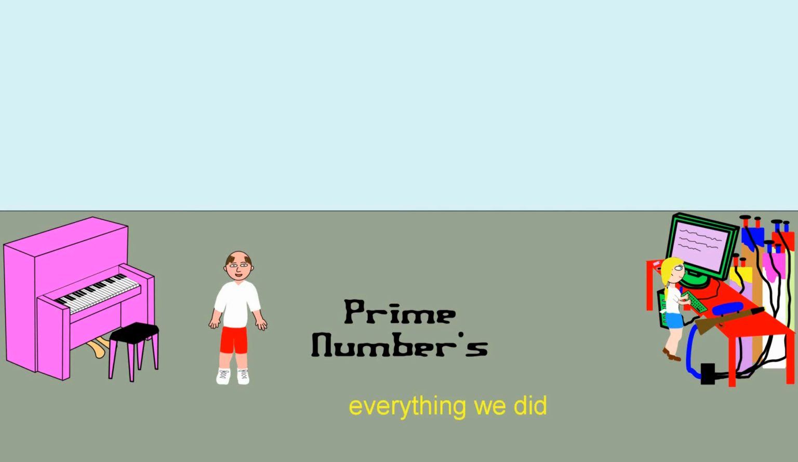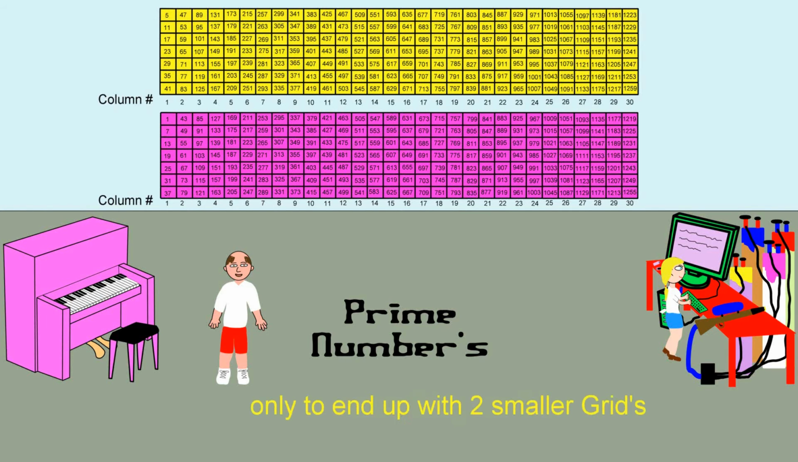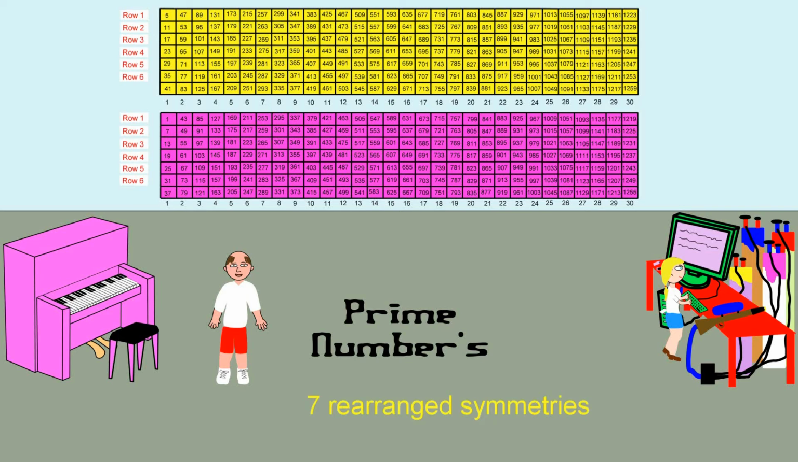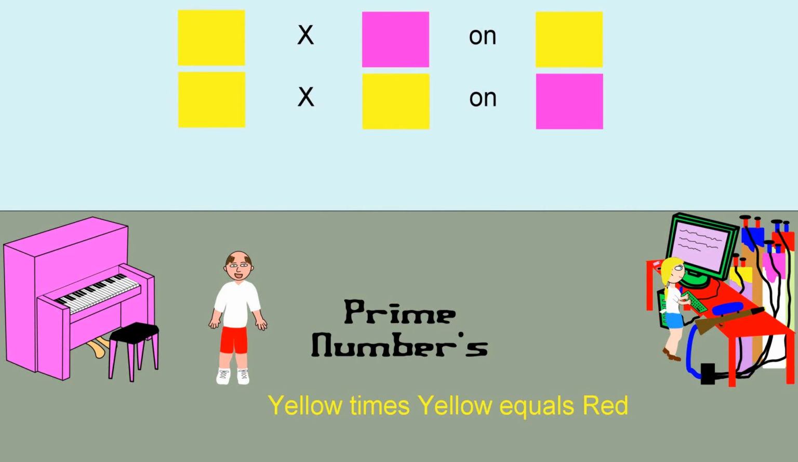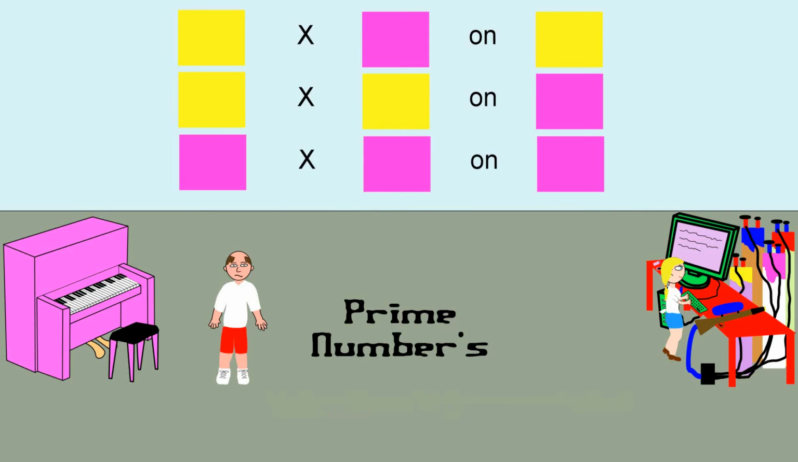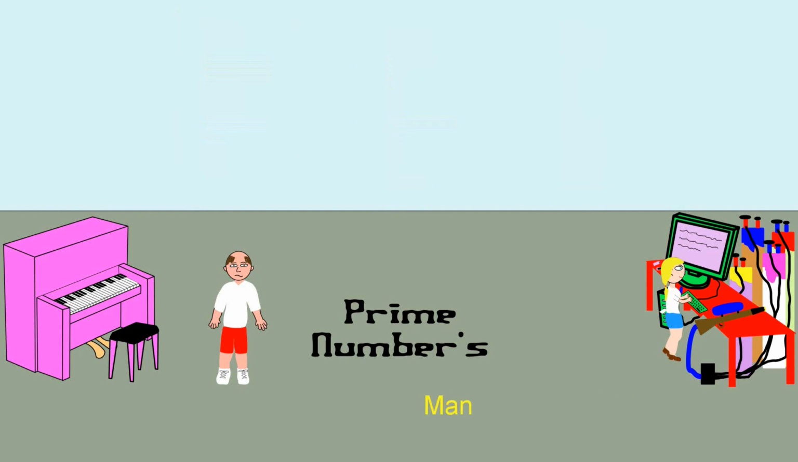Wow! Everything we did only to end up with 2 smaller grids, a yellow one and a red one. 7 rearranged symmetries, but they're still intact. And yellow times red equals yellow, yellow times yellow equals red, and red times red equals red. Man, getting down to the bare bones like that, you might ask, why not just get rid of the numbers too?